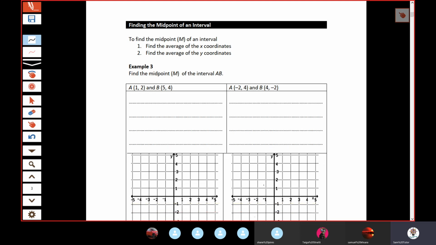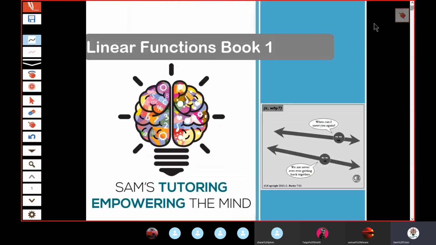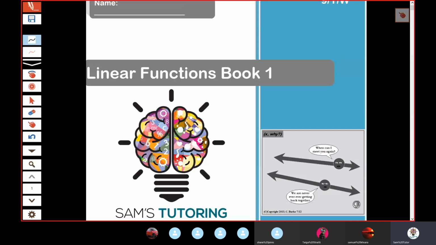All right, finding the midpoint of an interval. That's the first formula you've got to learn. So let me just explain something to you guys before we continue with this. Linear functions is not a topic like, let's say, Pythagoras, something that you would have done last year, where if you know the formula, you can do really well, and that's it. It's not really complicated. There is only the one formula, right?